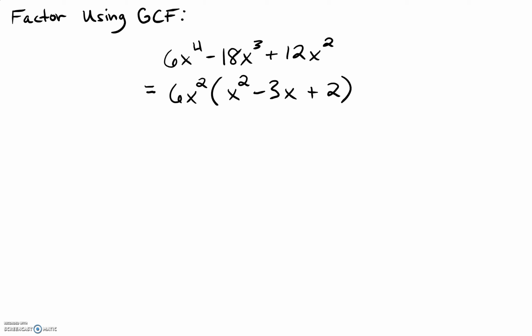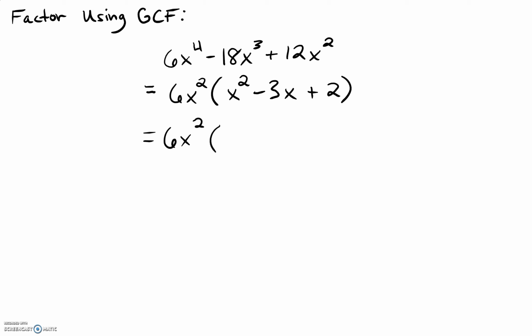And so for a problem like this, you want to take it one step further. We factored so far using the greatest common factor, but we want to see if we can factor this out all the way. We can't really do anything with our 6x squared, so let's go ahead and rewrite that. But what we can do is look at the x squared minus 3x plus 2, that trinomial, and see if we can factor it even further.